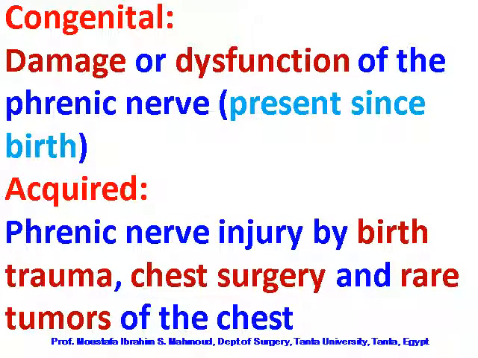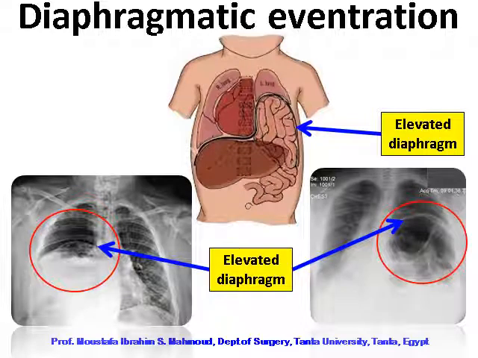Congenital damage or dysfunction of the phrenic nerve present since birth. Acquired due to phrenic nerve injury by birth trauma, chest surgery, and rare tumors of the chest. Diaphragmatic eventration. The diaphragm is flaccid and goes up in the thorax. Elevated diaphragm.